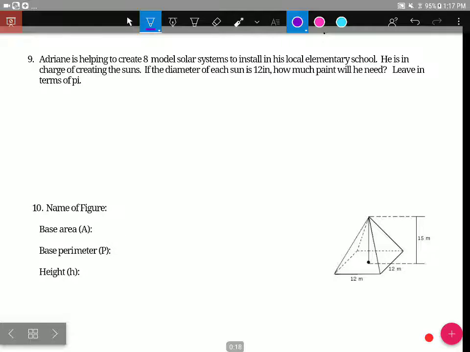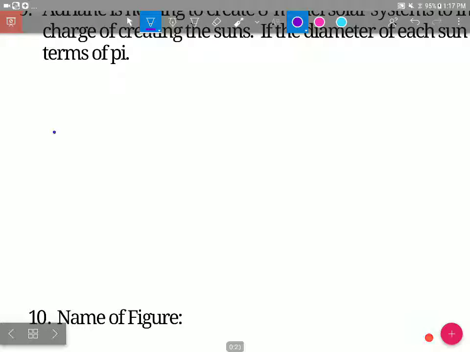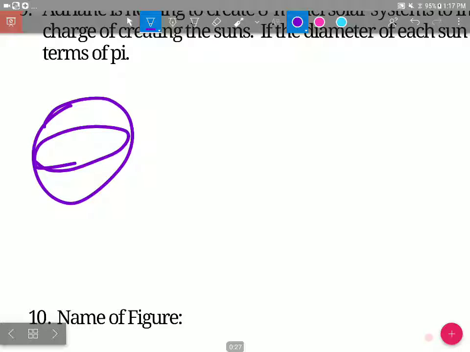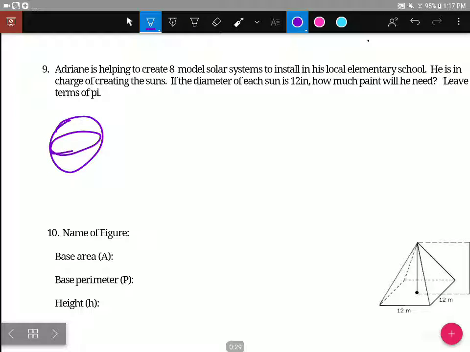Okay, first things first. A sun, well, that's a sphere. That is a sphere, and it says I have a diameter of 12. Yeah, it's 12 inches, but we need the radius. So radius equals 6. All right, and he wants to know how much paint.